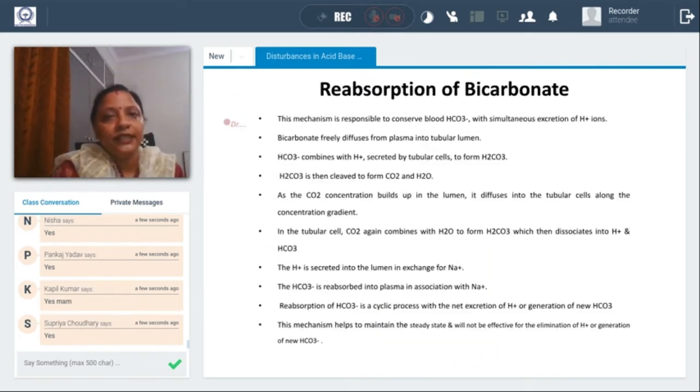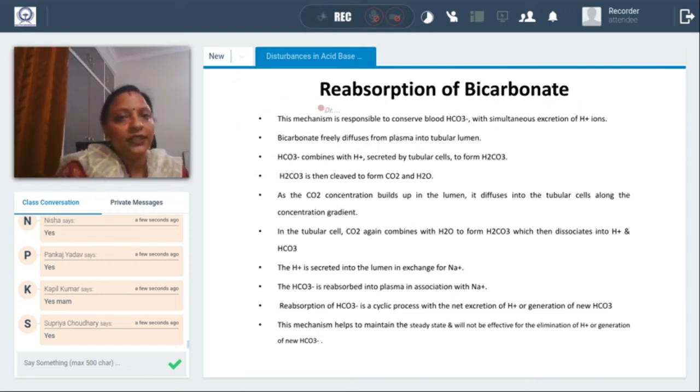The second process is reabsorption of bicarbonate. First is excretion of hydrogen ion, another is reabsorption of bicarbonate. This mechanism is responsible for conserving blood bicarbonate with simultaneous excretion of H plus ions. Bicarbonate freely diffuses from plasma into the tubular lumen. Bicarbonate combines with hydrogen ion secreted by the tubular cell to form H2CO3, carbonic acid, and carbonic acid is then cleaved to form CO2 and H2O.